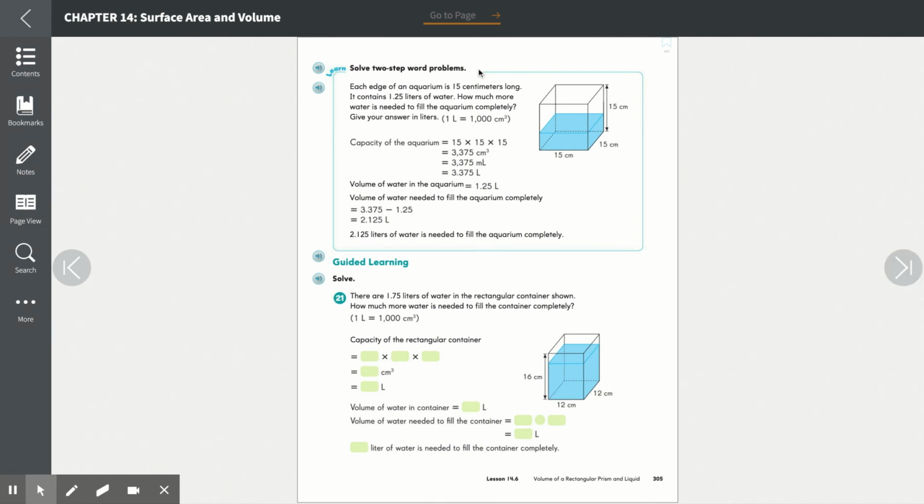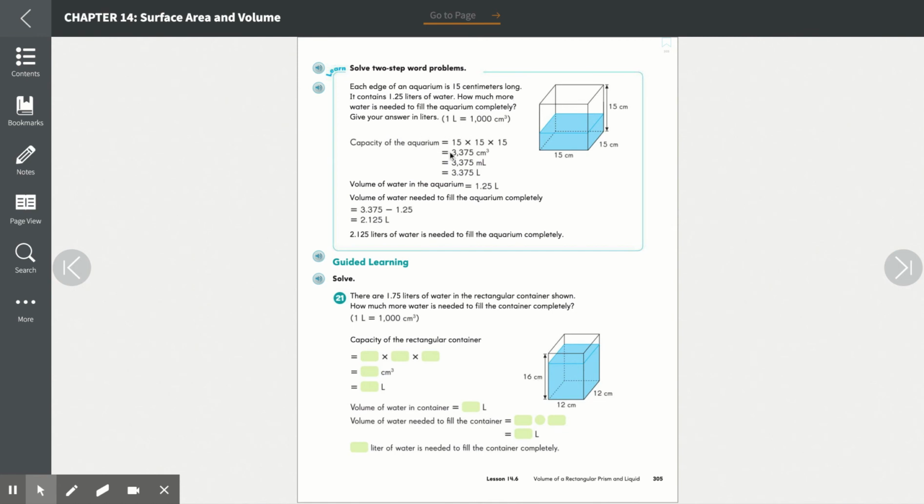And here's a two-step word problem. Each edge of an aquarium is 15 centimeters long. It contains 1.25 liters of water. How much more water is needed to fill the aquarium completely? And you're going to give your answer in liters, remembering that 1 liter is the same as 1,000 centimeters cubed.